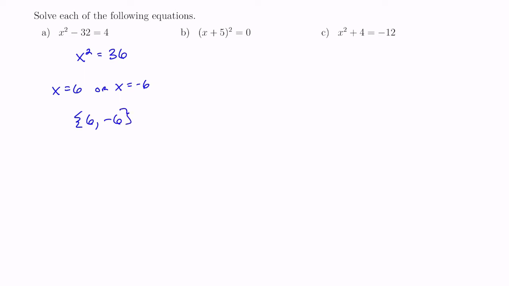In part B, we need to solve the equation the quantity x plus 5 squared equals 0. Since this equation is already set up so that we have a variable term that is squared equal to a number, we can immediately apply the square root property.